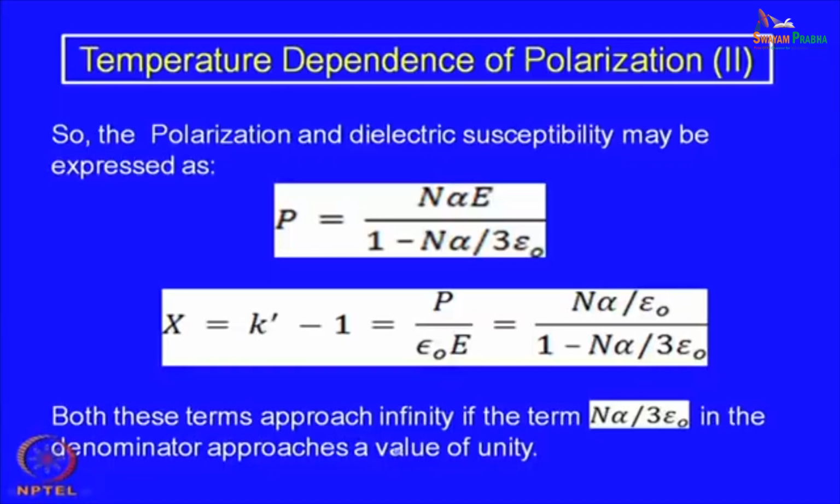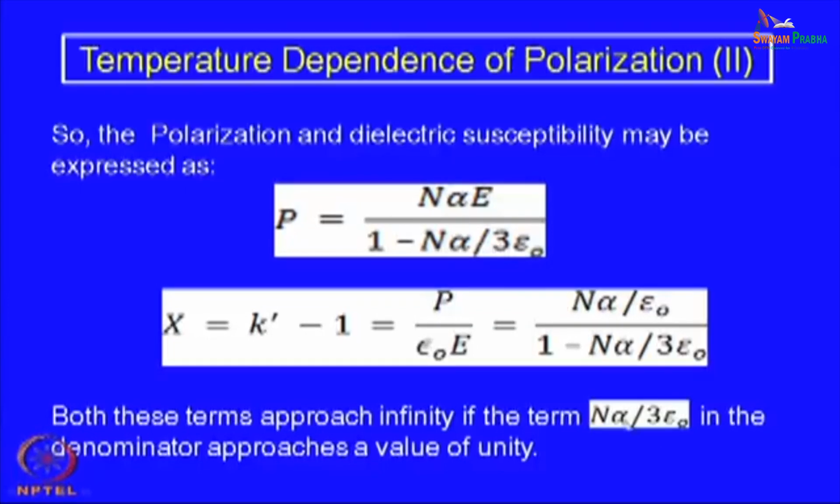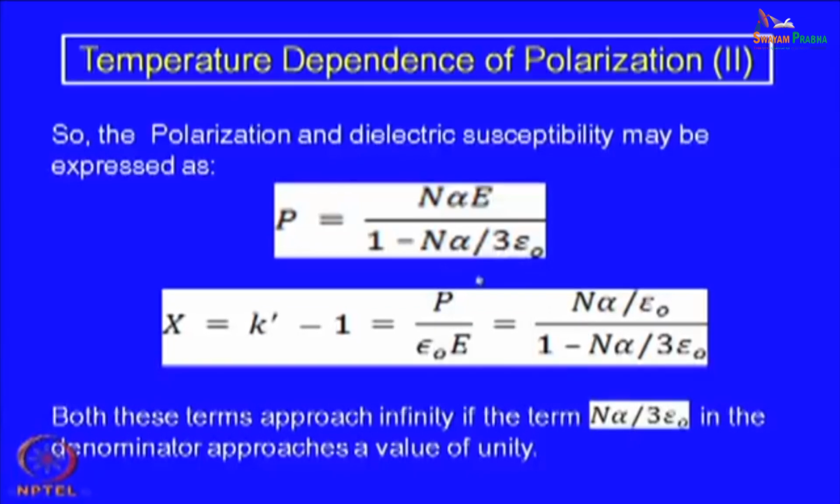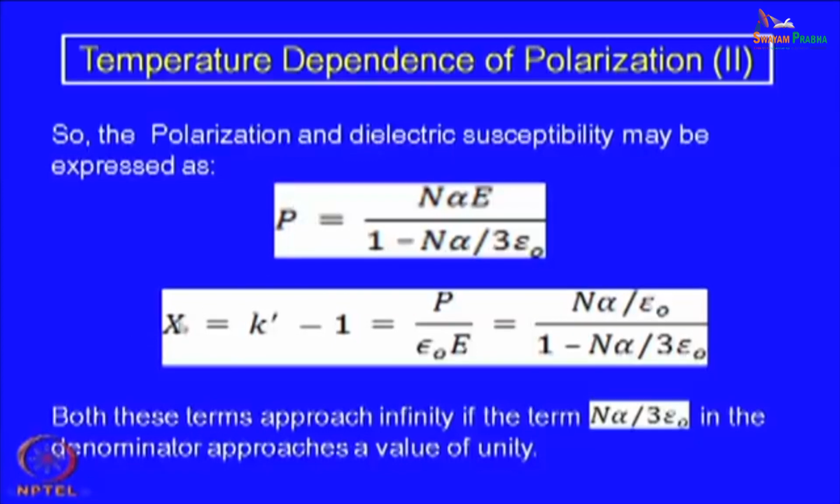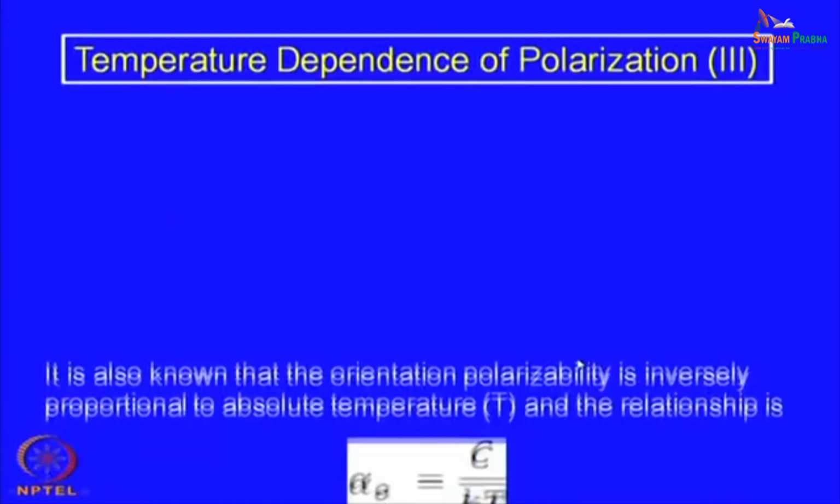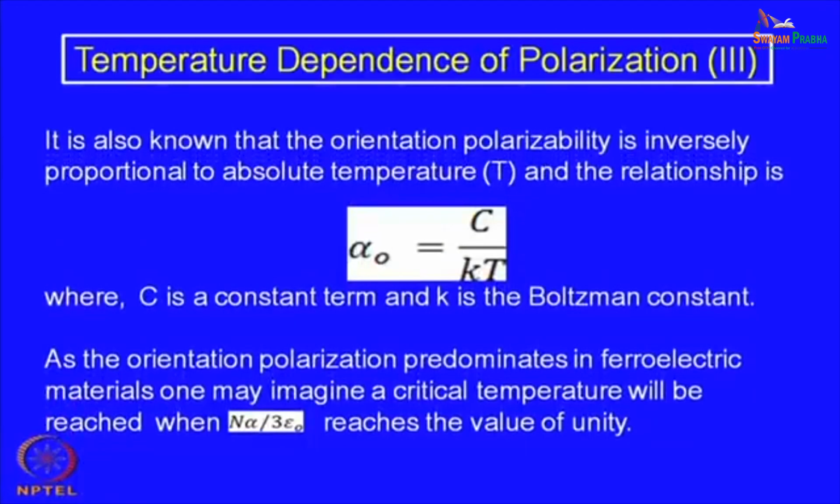both these terms approach infinity. Both these terms have this term, n alpha over 3 epsilon naught. If somehow this becomes 1, then polarization becomes infinity and the susceptibility also becomes infinity, provided this term becomes 1. Now, under certain situations this term really becomes 1, and that is what we will see: under what conditions this term can be 1.